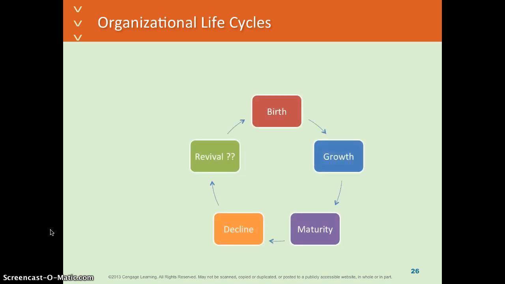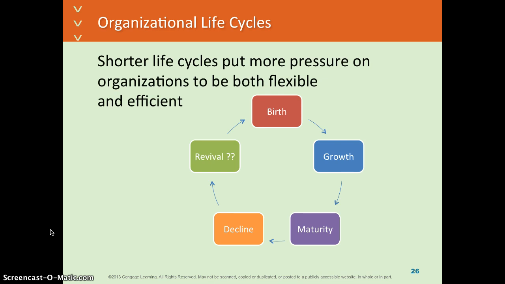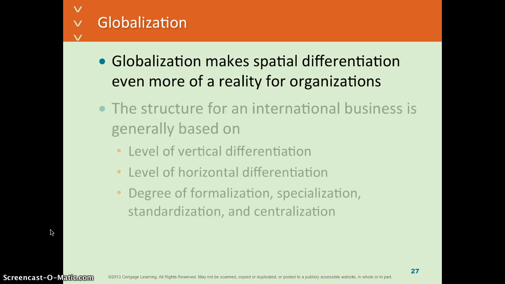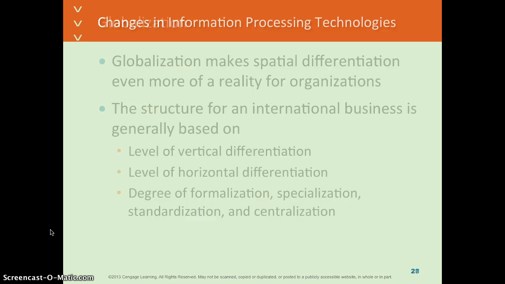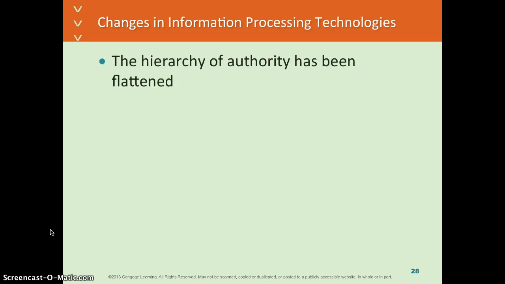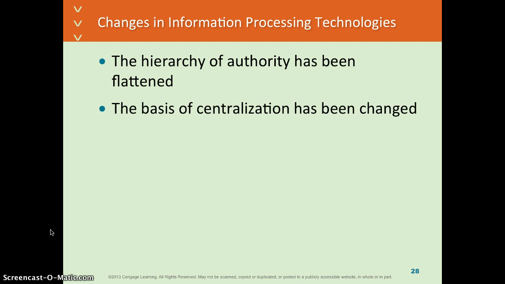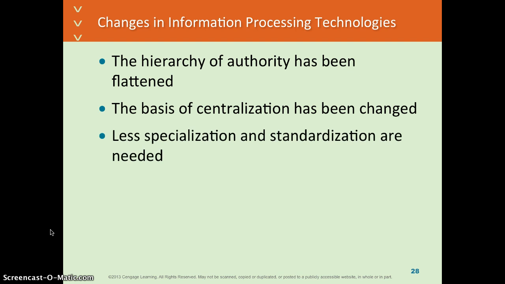Organizational life cycles. Shorter life cycles put more pressure on organizations to be flexible and efficient. Organizations go through particular beginnings, growth, maturity, decline, and hopefully revival. Globalization. Basically looking at that spatial differentiation. Our processing technology. Our hierarchy has flattened. We don't have these tall structures as much anymore. Centralization has changed, and there's less specialization and standardization.